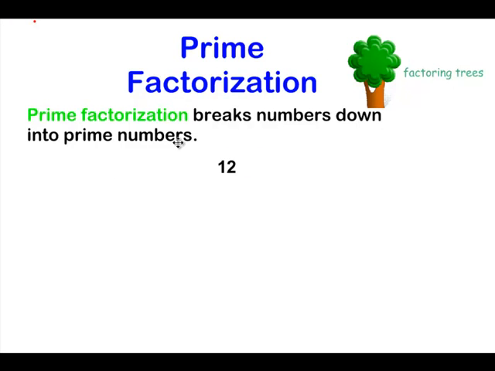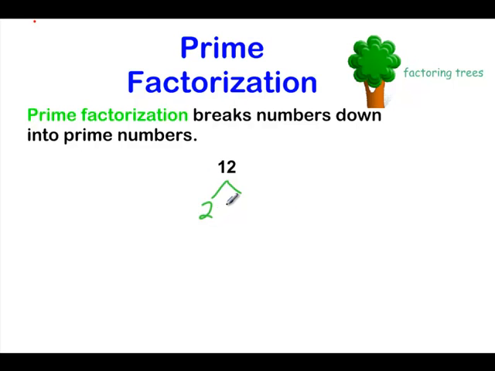Prime factorization breaks numbers down into prime numbers. For example, if we look at the number 12, we make two tree branches off of the main number. Two numbers multiplied together that equal 12. We're not going to use 1 and 12 because if we do, it's almost like starting over because we still have the 12. When you do prime factorization, you will not use the number 1 and the number itself. Think of two other numbers.